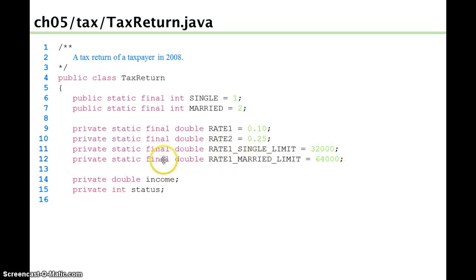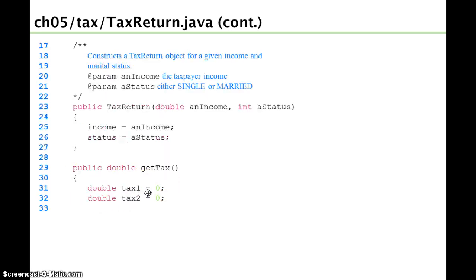Now here are instance variables: private double income and private int status. Now we have a constructor, and this is public TaxReturn. Remember, the constructor name is the same name as the class. Then we have our two parameter variables, income and status, and we need those values in order to determine the tax rate. And we have our parameter variables that then get assigned to instance variables.